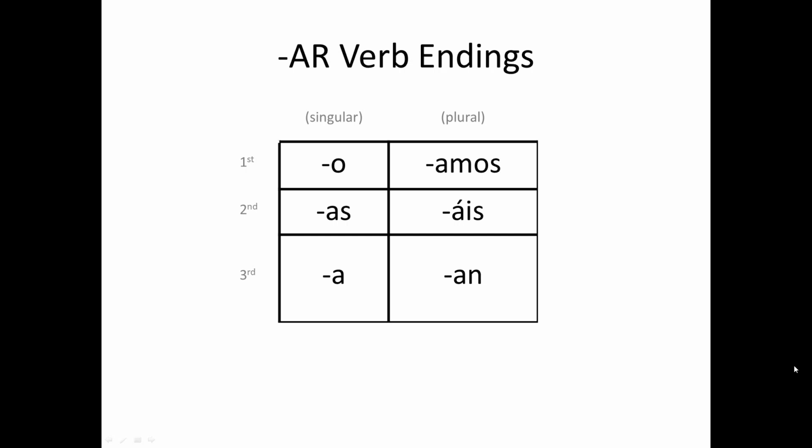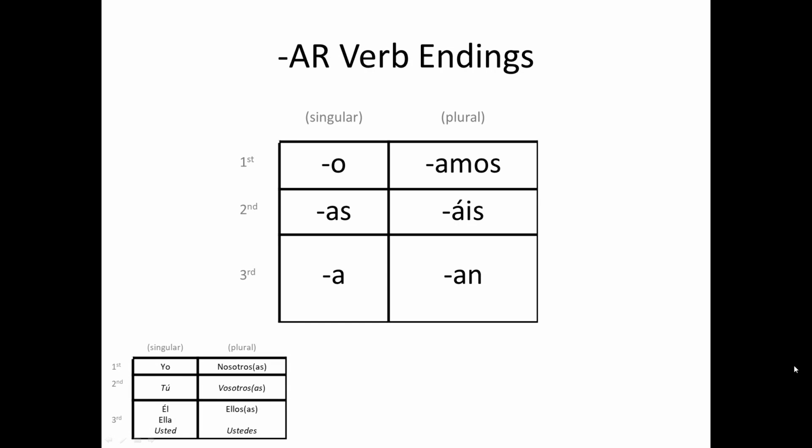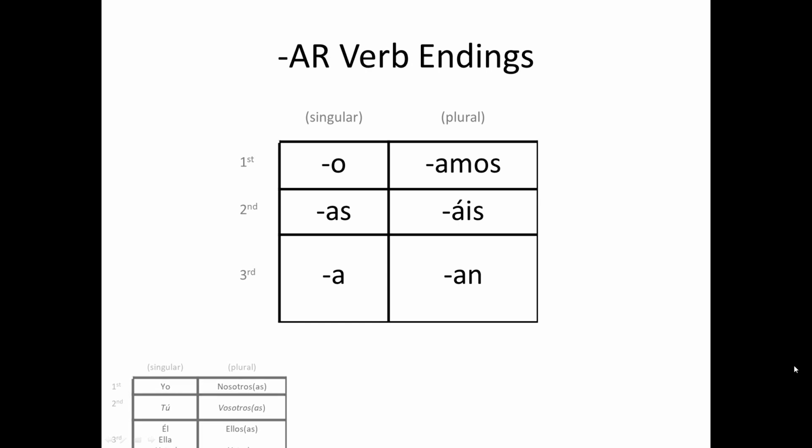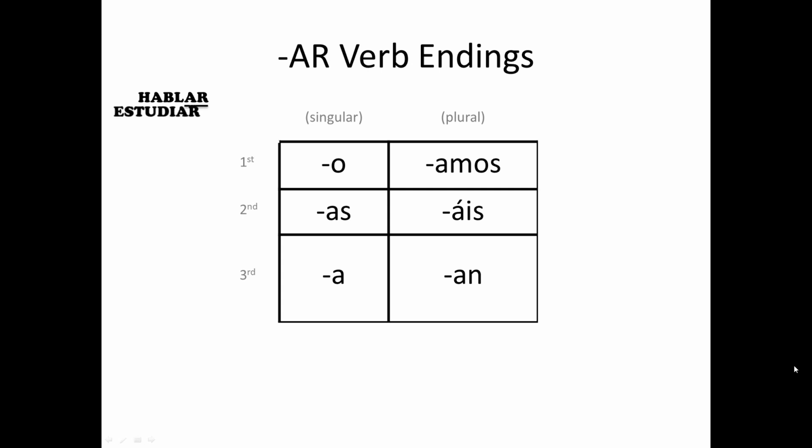Let's hit it. You remember your AR verbs? These, of course, go with these subject pronouns. The verbs hablar, estudiar, viajar, they all end with AR. That makes them AR verbs. They have the AR verb endings: o, as, a, amos, áis, an. I'm not telling you anything you don't already know.